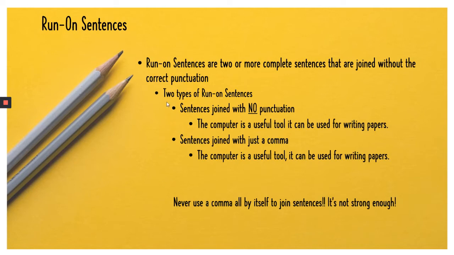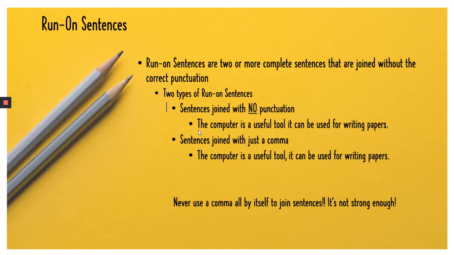So there are two types of run-on sentences. Type number one are sentences joined with no punctuation. That means we didn't stop the first sentence using an end mark, like a period, question mark, or exclamation point. So when I read the sentence, the computer is a useful tool. It can be used for writing papers. This is a run-on sentence.